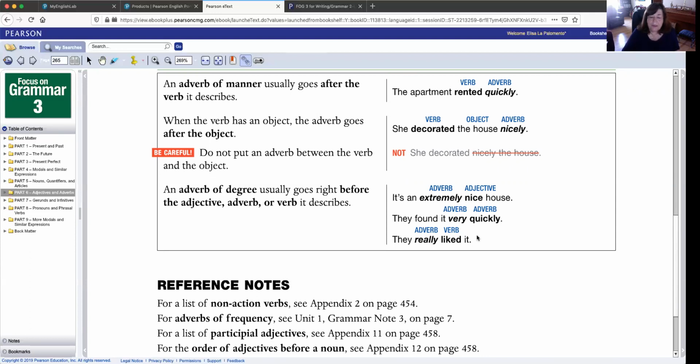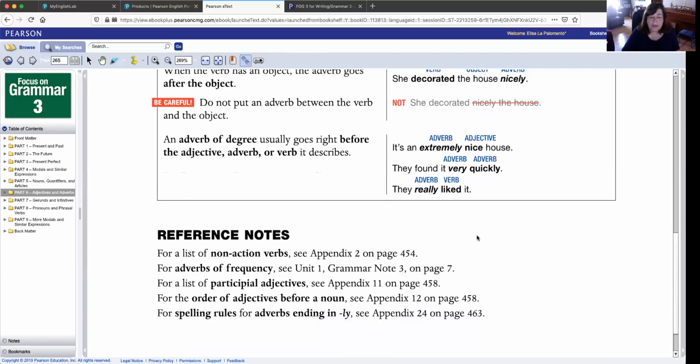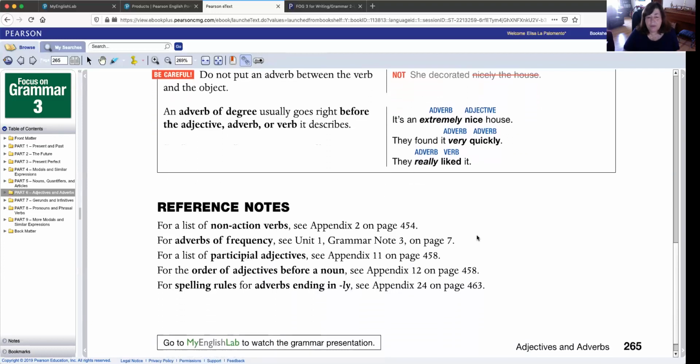All right. I hope that the explanations helped you. This is something, of course, that you have to study, and you have to study a lot because there's so much information here. But here are some reference notes. So here are some pages in the book that will help you even further, and I recommend that you look at them. So there's a list of non-action verbs, okay, it tells you where to find them. Appendix 2 on page 454. This all tells you where to find these things.